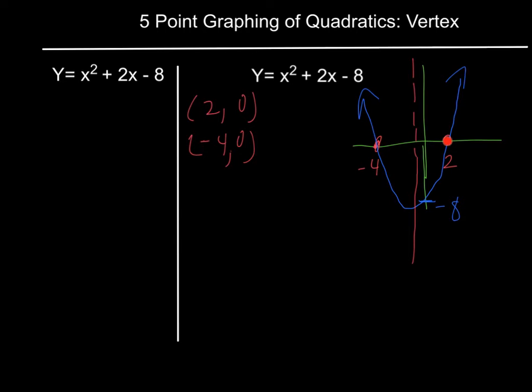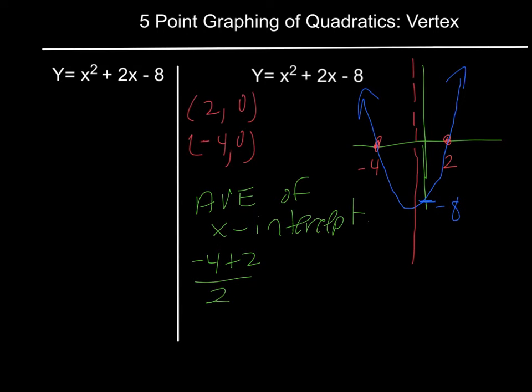So what I can do is I can take the average of my x-intercepts. So to find the average, I do -4 plus 2 divided by 2. And the reason I'm dividing by 2 right here is because I have two numbers that I'm adding together. To find the average of some numbers, you add all the numbers together and you divide by how many numbers you had. So I only have two numbers, so I'm just going to divide by 2.